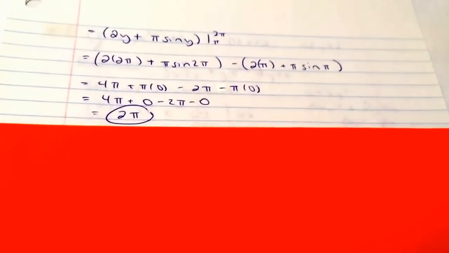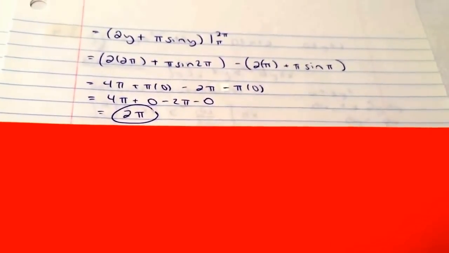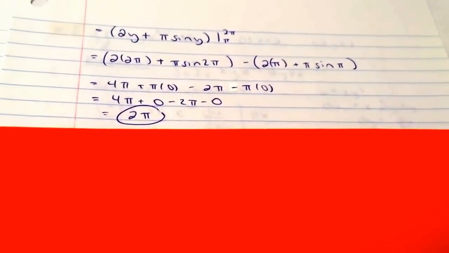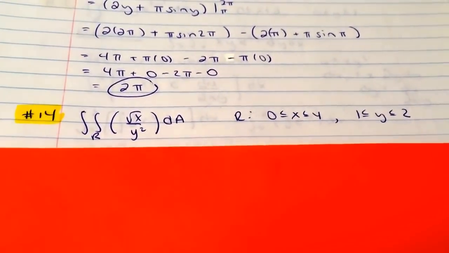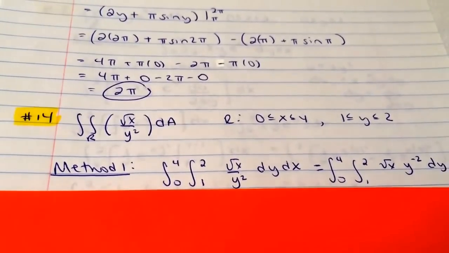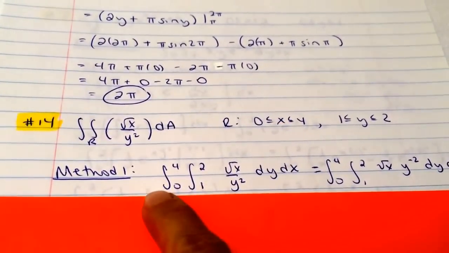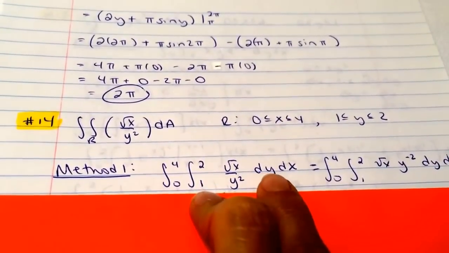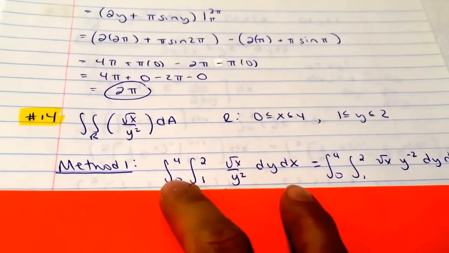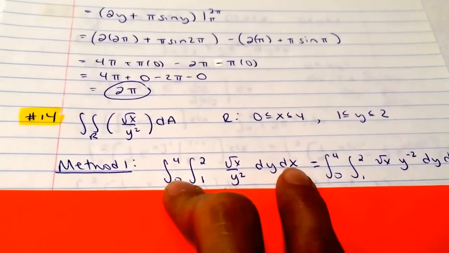So I just call them method 1 and method 2. Don't worry about remembering which is method 1 and method 2 because I just arbitrarily picked one to be 1 and the other to be 2. It doesn't matter. Okay, so this is number 14. And so method 1, I put the x's on the outside and I put the y's on the inside. So you've got to match it up. If the y's are on the inside, dy needs to be on the inside. If the x's are on the outside, dx needs to be on the outside.